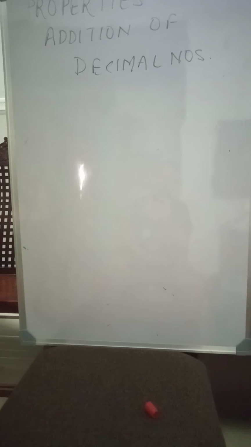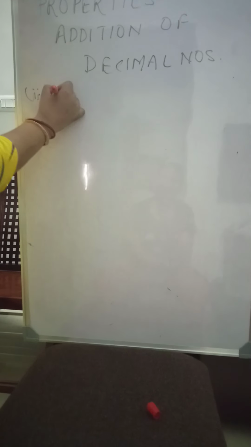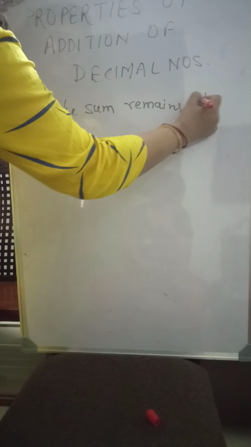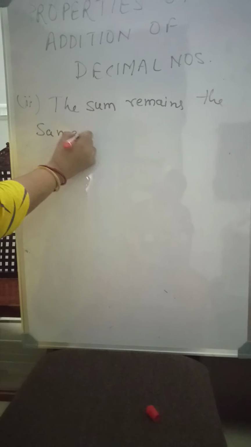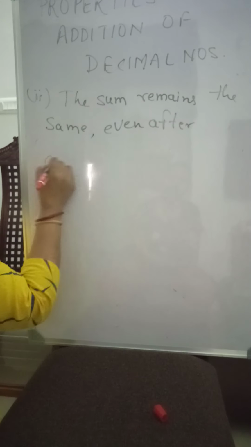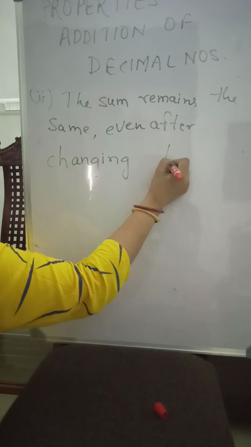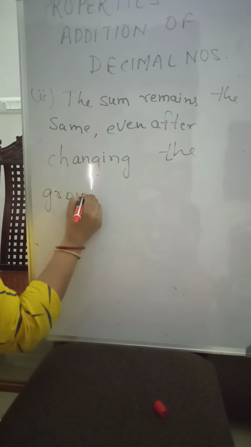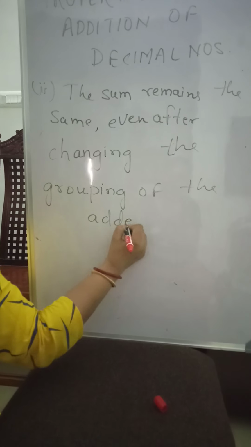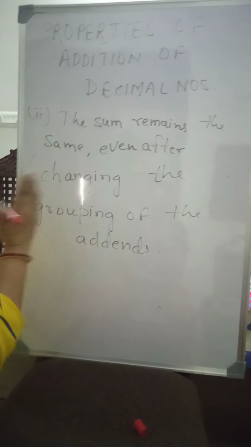When you go to the higher classes, standard 6, you will learn the name of the property. So the second one is what you have learned: the sum remains the same even after changing the grouping of the addends. Right? So this is the second property.